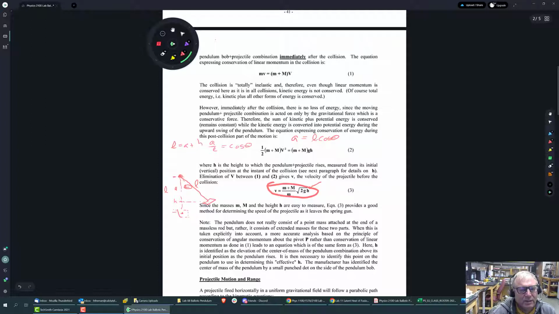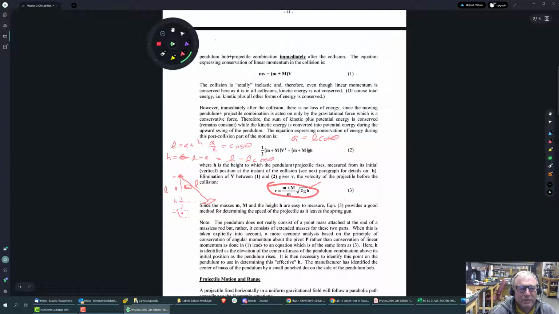And then we go back here. We need H, so we rearrange this equation to be H equals L minus A, excuse me. And then we can substitute in L cosine theta for A, and that gets us H equal to L minus L cosine theta.